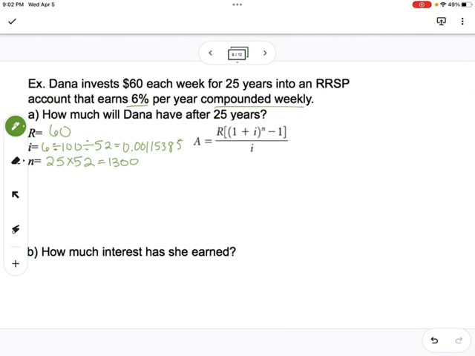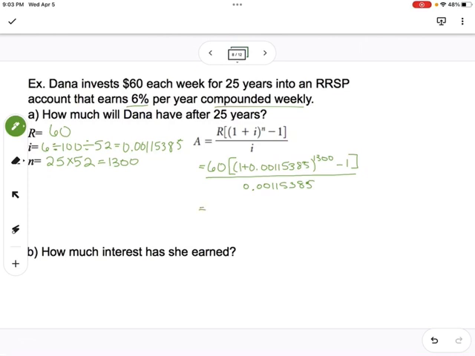So we can put these values into the equation. 60 times 1 plus 0.00115385 to the exponent 1,300 minus 1 and divided by 0.00115385. Make sure that's legible. Okay.